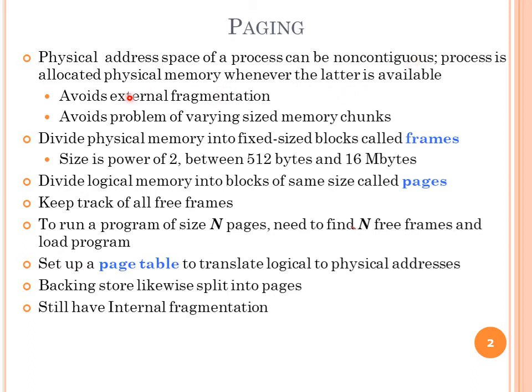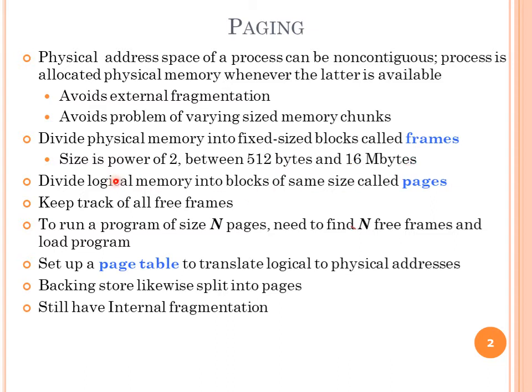By doing this, we are avoiding two things. The first one is external fragmentation and the problem of creating variable-sized memory partitions. Here we are dividing the physical memory into fixed-size blocks called frames. The size of these frames is a power of 2, and it lies in the range 512 bytes to 16 megabytes.